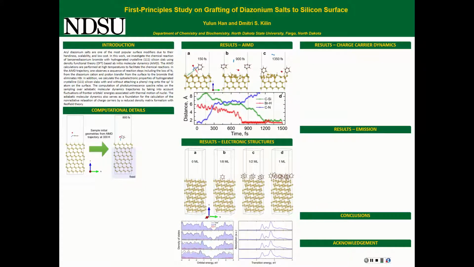Here I calculate the density of states and also the absorption spectrum. The first three look similar, but for the last one, because the phenyl group is kind of bulky, there is some pi stacking and also some rearrangement of the surface. So we see the HOMO orbital is now occupied by the carbon. And I guess next time I'll add some data on trajectory dynamics and also the emission spectrum.